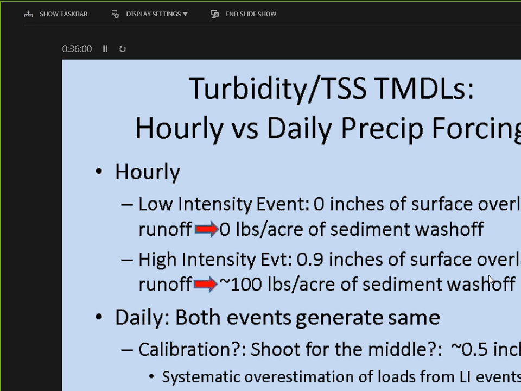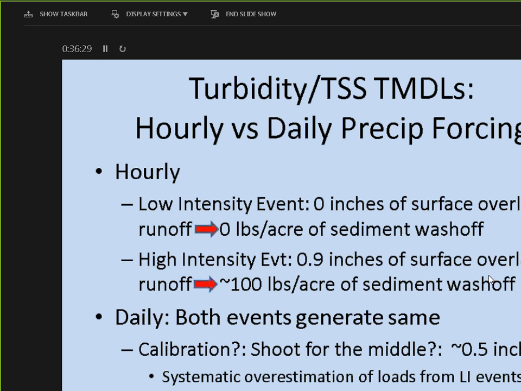So if I go back, on the low intensity event, I might have no runoff and no sediment transport by water off the landscape. But in the high intensity event, I might have 9/10 of an inch of runoff and potentially well over 100 pounds of sediment per acre washing off those bare fields. Now, if I just use the daily time step, many people shoot for the middle, in which case you get maybe a 1/2 inch of runoff for both of those events.